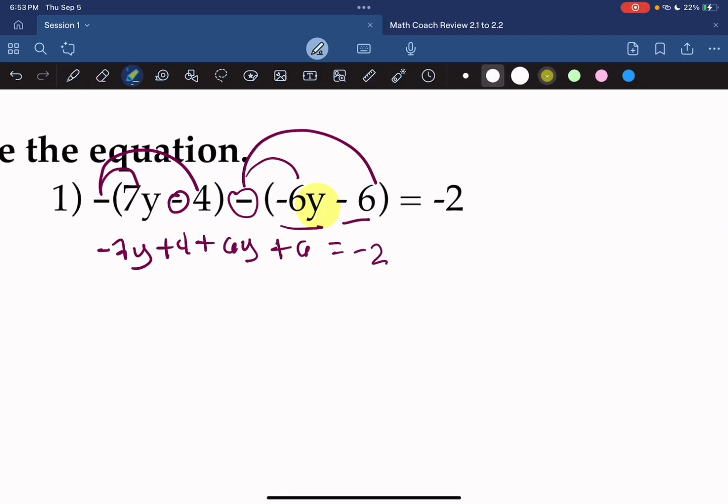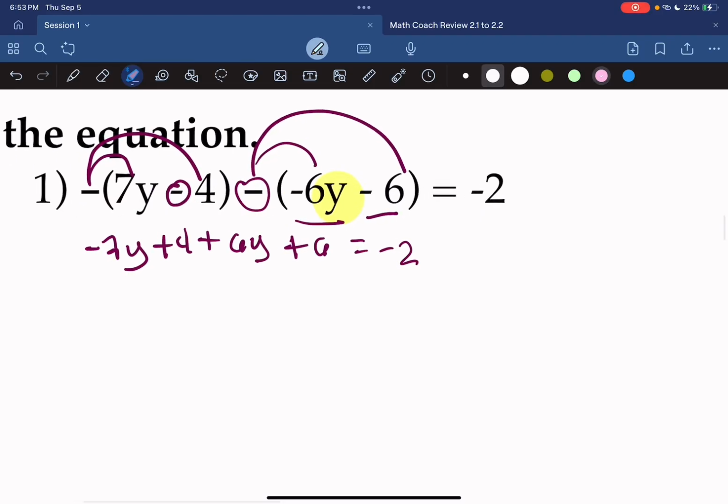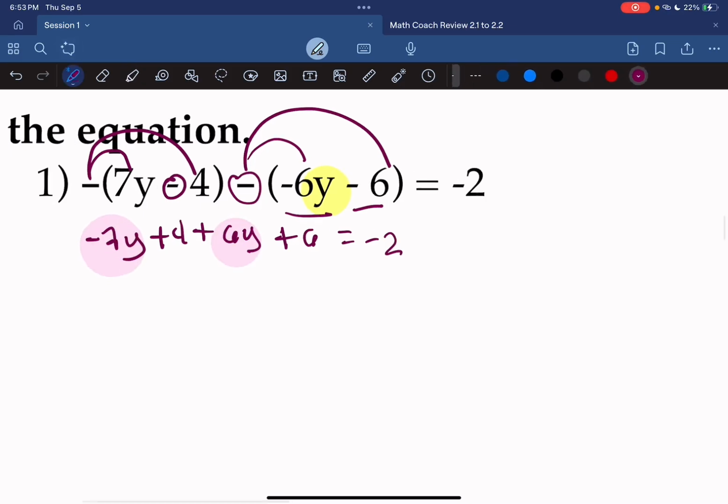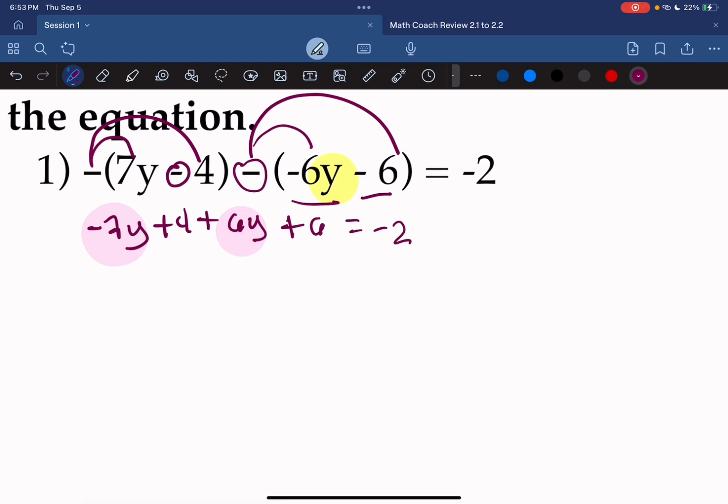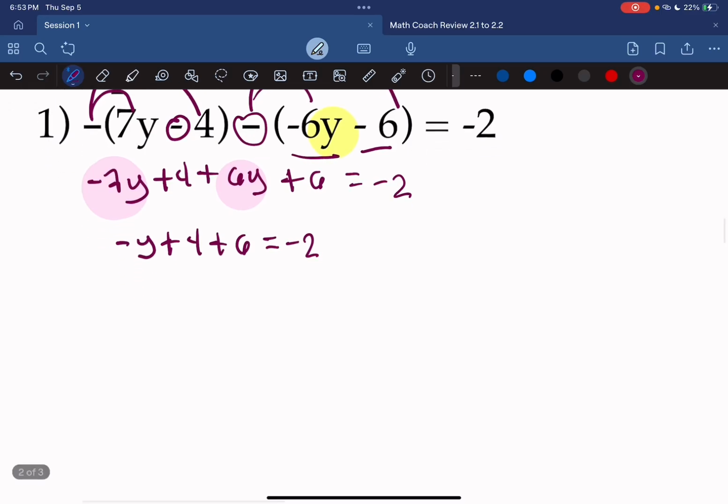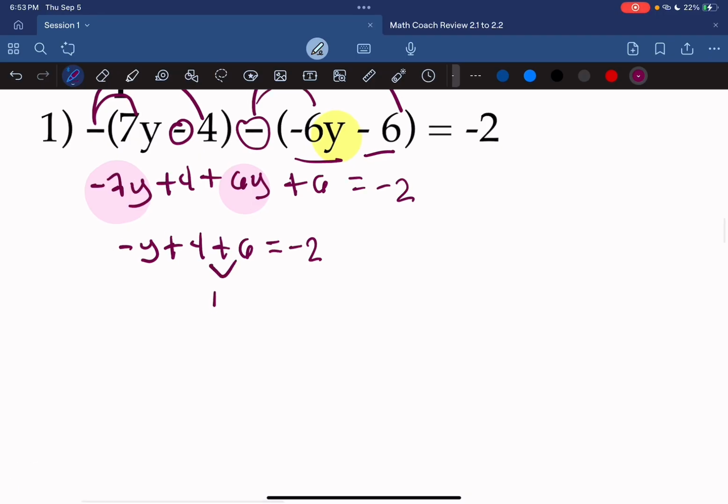So now let's combine like terms. So on this side, our like terms are -7y and 6y. So -7 plus 6 is going to give us -1. Since the -1 is with a variable, we don't have to write the 1. So it's just going to be -y plus 4 plus 6 equals -2. Now, to keep combining like terms, 4 plus 6 is going to give us 10. So that's going to be -y plus 10 equals -2.